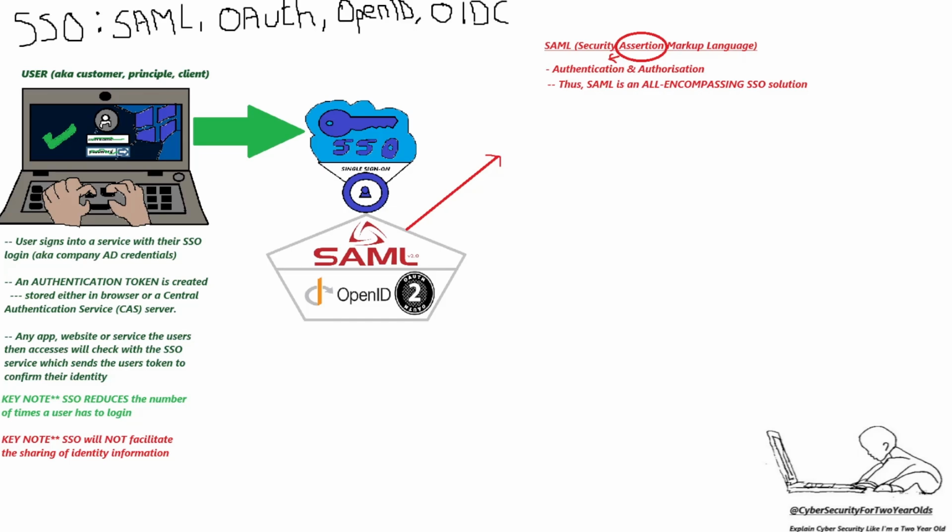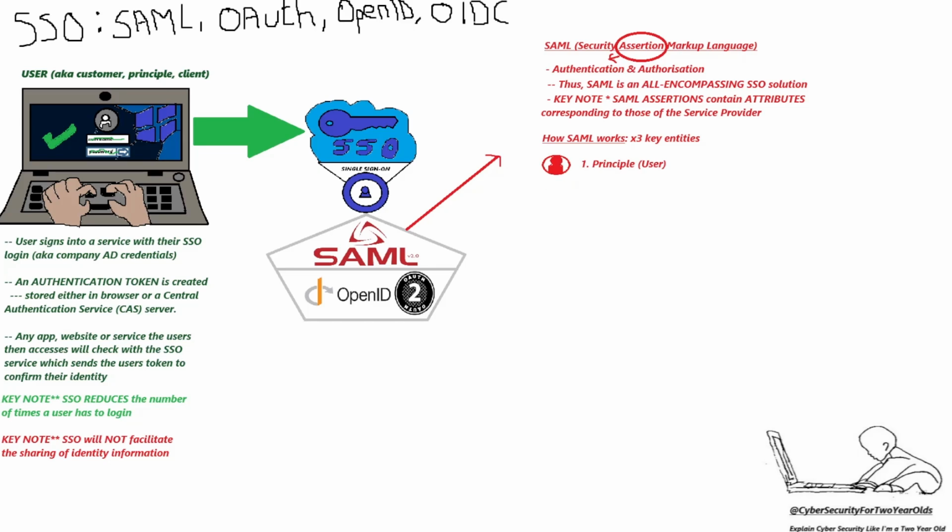A key note is that SAML assertions contain attributes corresponding to those of a service provider. To fully understand this concept, we must first understand how SAML works. The SAML workflow works through three entities, the first being a principal, aka a user.